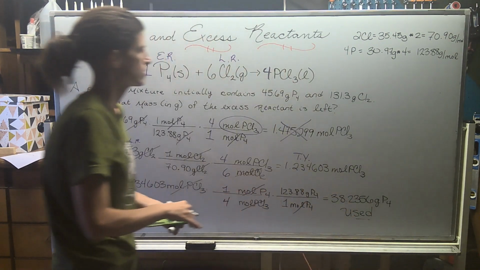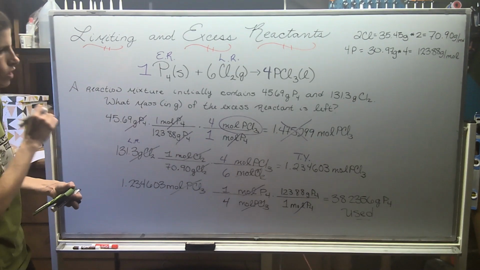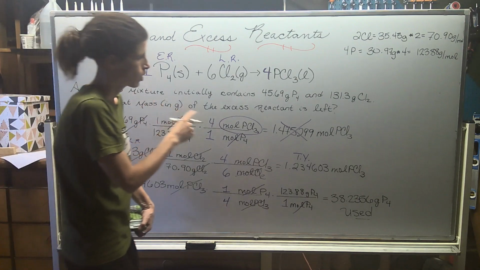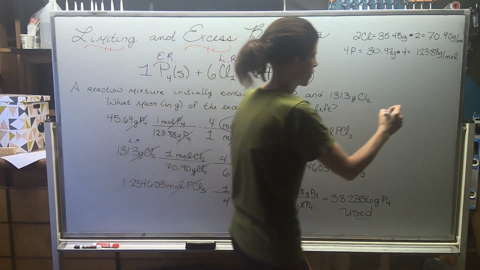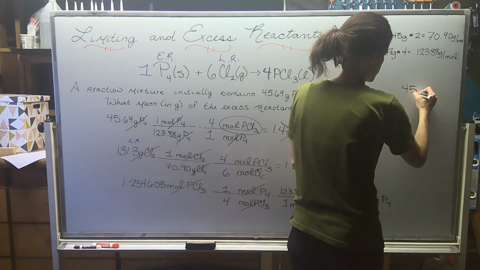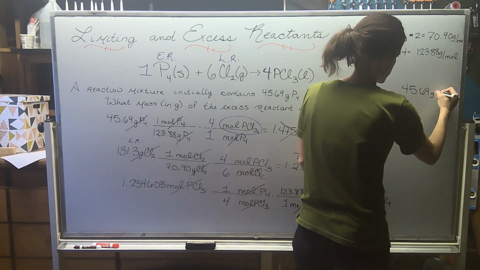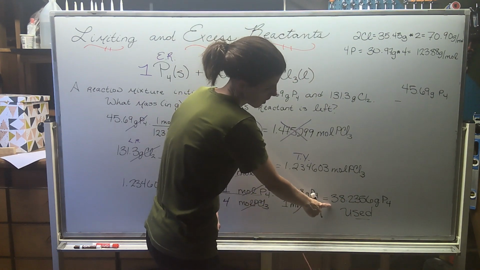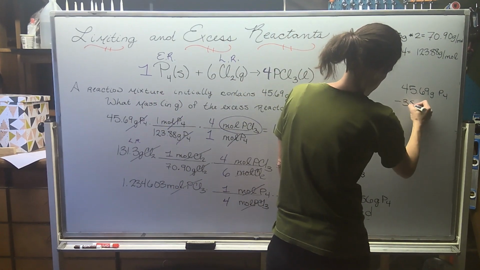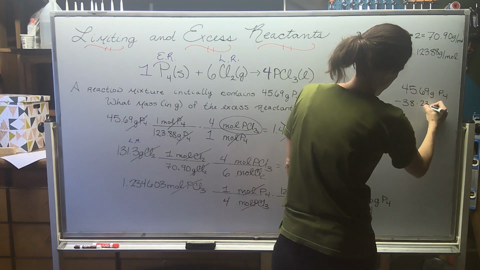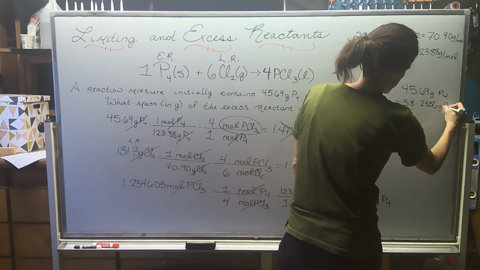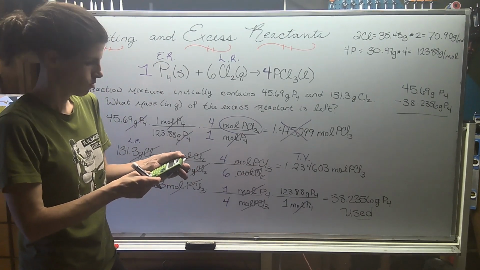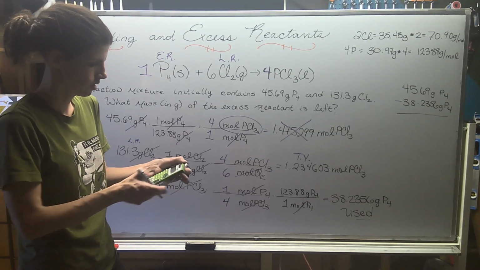Again, I'm not too stressed about sig figs because my final answer is just the mass of P4 left over. So at that point, I'll look at the sig figs. So we have 45.69 grams to start. That was my starting amount. And then we just determined that we used 38.2356 grams of P4. Matching units, so it's definitely something I can subtract. So I'm going to do that calculation.